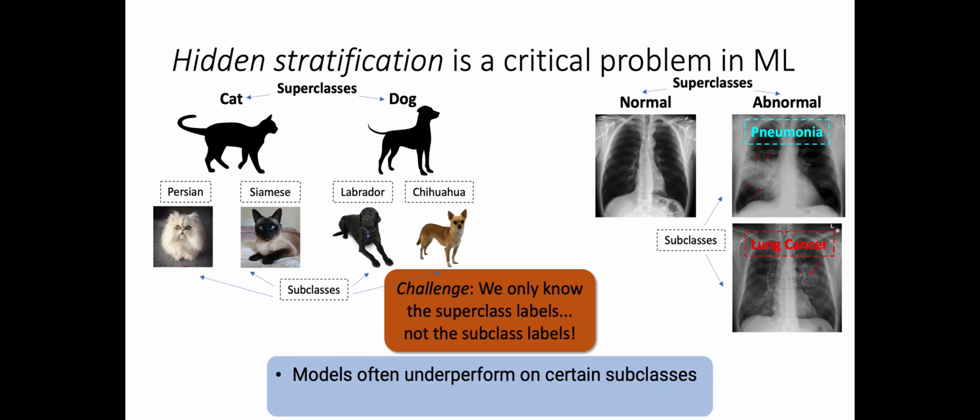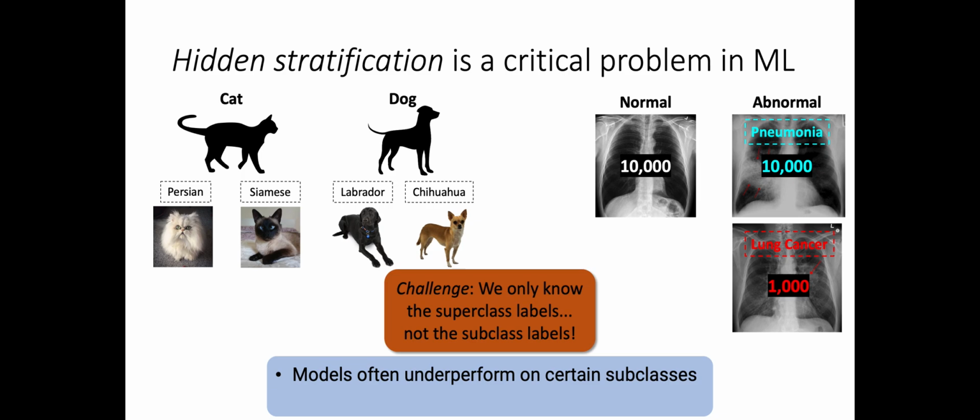Models are usually trained to optimize for average performance, and so can underperform on important subclasses. We call this hidden stratification. For instance, suppose a dataset has 10,000 patients each who are healthy or have pneumonia, but only 1,000 have lung cancer. The model might misclassify all lung cancer patients as normal, but still get high average accuracy if it gets everything else right. This could be very dangerous if it was actually used to make diagnoses.